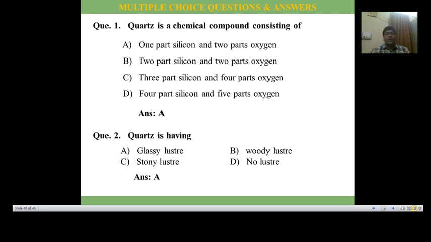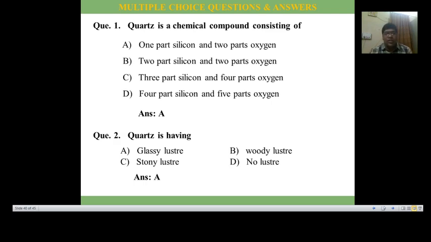Question number 1, quartz is a chemical compound consisting of 1 part of silicon and 2 parts of oxygen. Answer A is correct. Only one Si is there and O2 is there, one part of silicon and 2 parts of oxygen. Answer A is the correct answer.